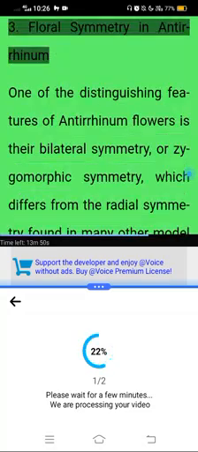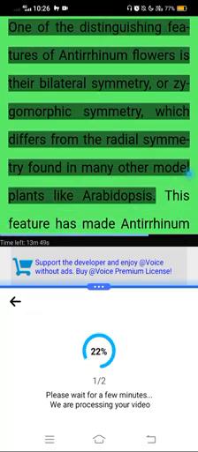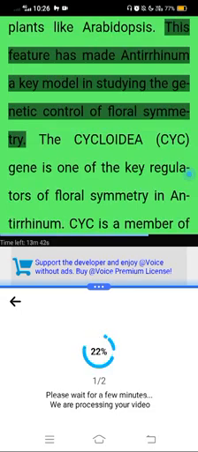3. Floral symmetry in Antirrhinum. One of the distinguishing features of Antirrhinum flowers is their bilateral symmetry, or zygomorphic symmetry, which differs from the radial symmetry found in many other model plants like Arabidopsis. This feature has made Antirrhinum a key model in studying the genetic control of floral symmetry.